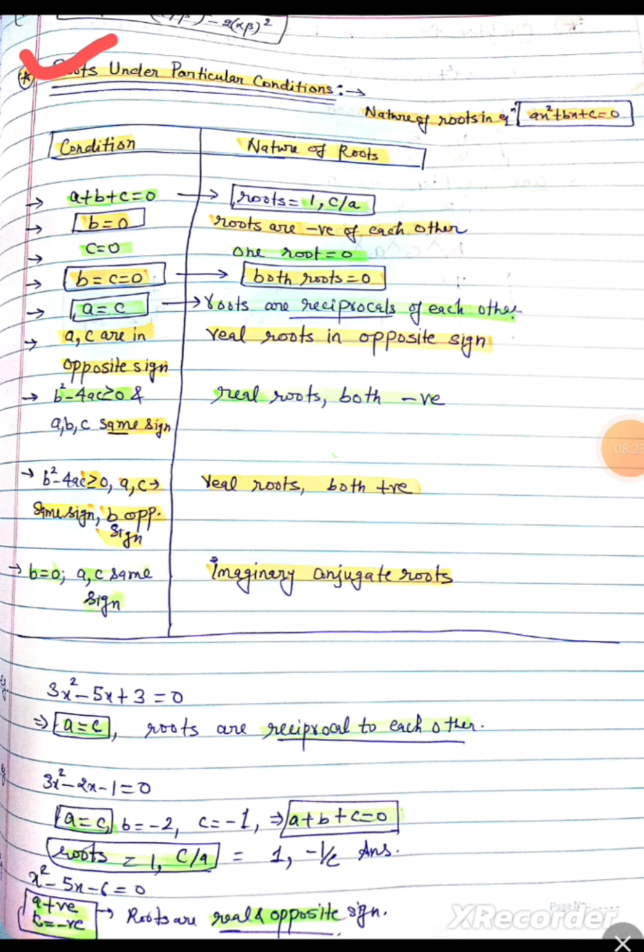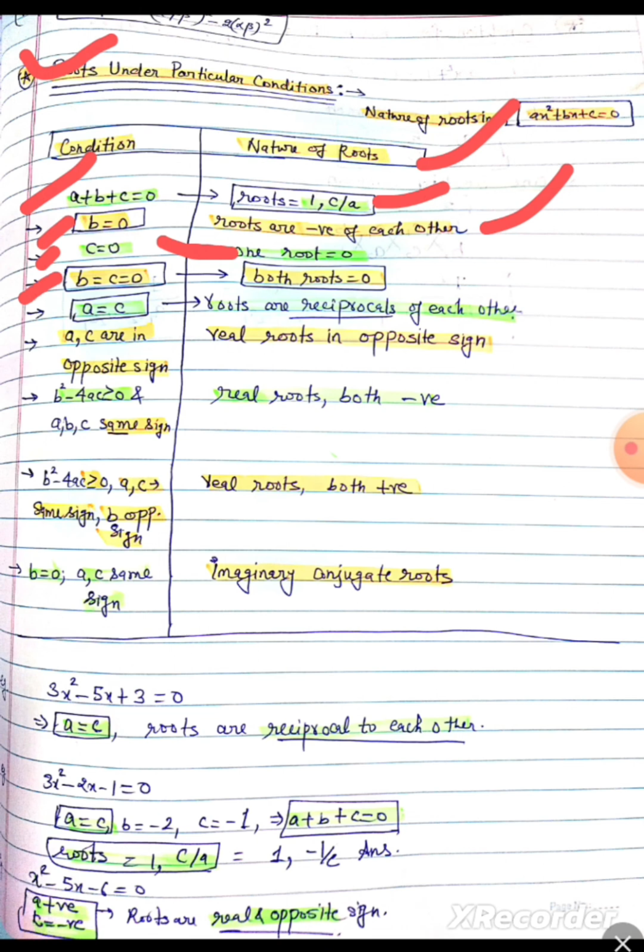You are given some particular condition in the equation. If you find this condition, you can find the nature of roots automatically without solving the question. The first condition is that if the sum of all the coefficients, a plus b plus c, equals 0, then your roots are automatically two values: one root is 1 compulsorily and the second root is c by a. If your middle term coefficient b equals 0, then your roots are the negatives of each other. If you have the constant term equal to 0, then one root is automatically 0.